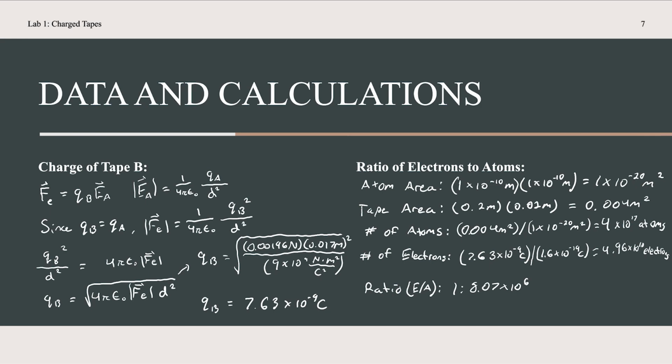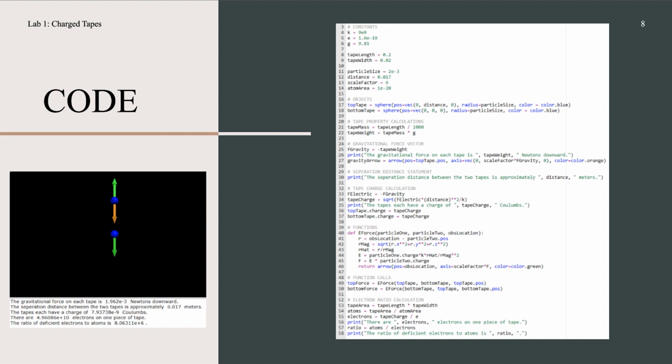Here is the GlowScript program I wrote for this lab. Like the experiment, it models the two charged tapes as point charges. The force of gravity on tape B was modeled with an orange arrow on line 27 after calculating the weight of the tape. Using the function E-force on line 40, I modeled green arrows in the display window that represent the electric force on both pieces of tape.